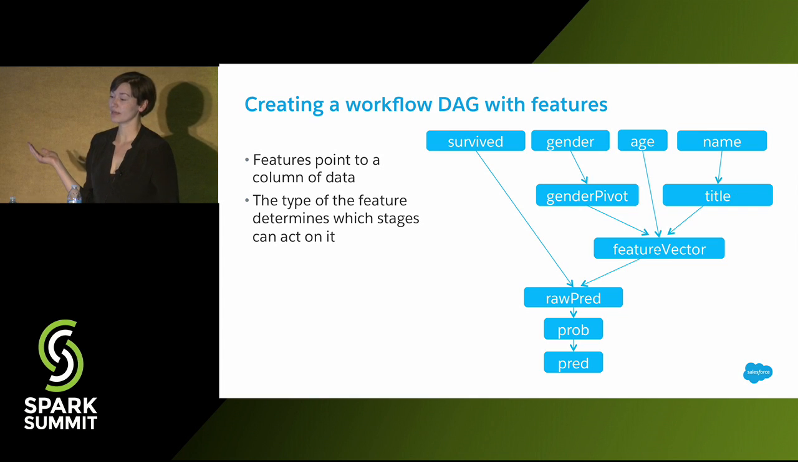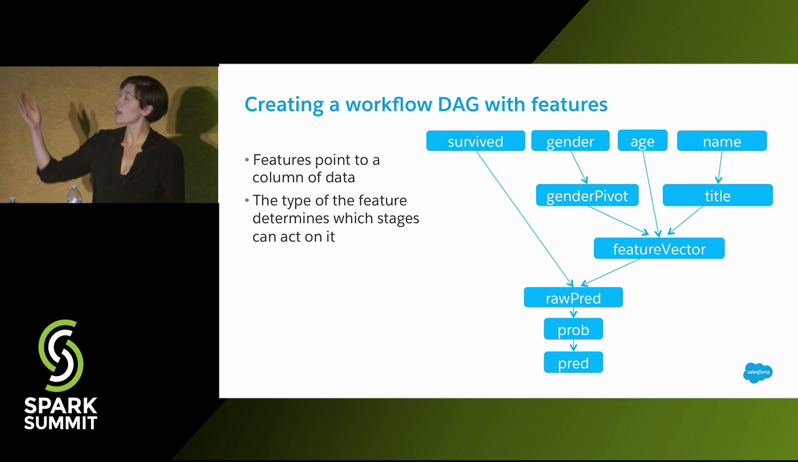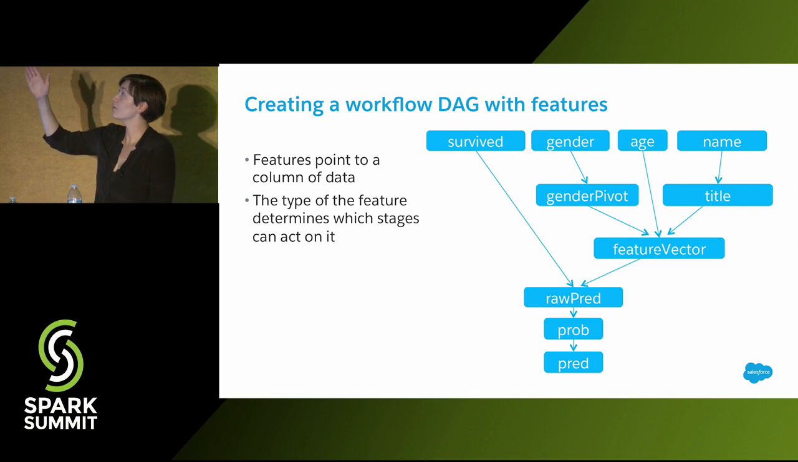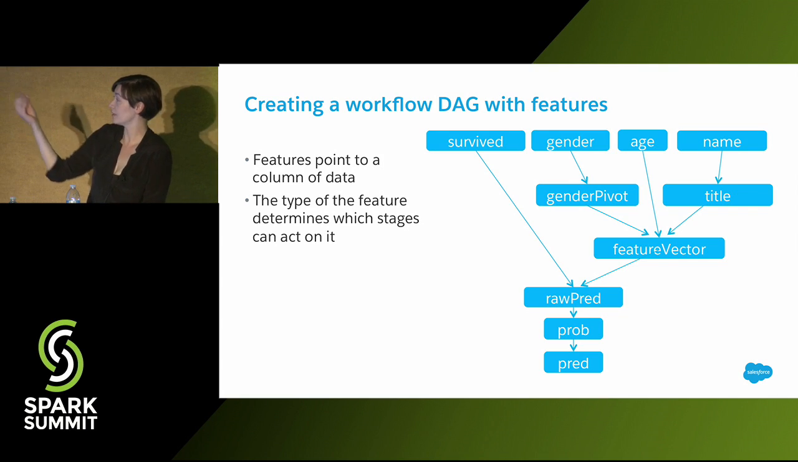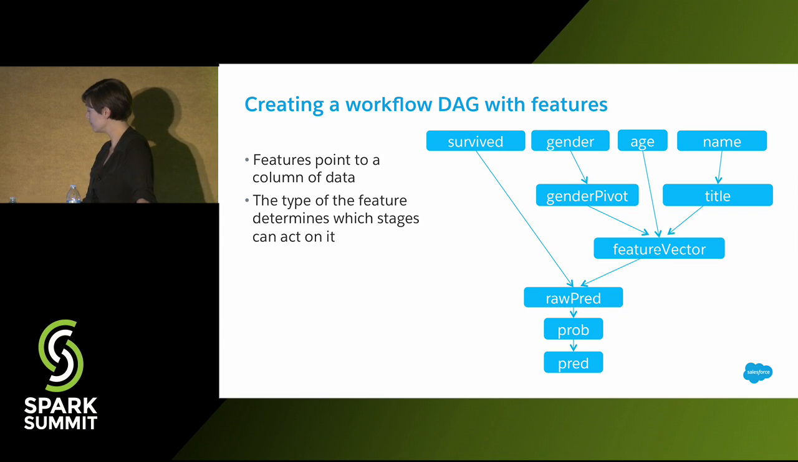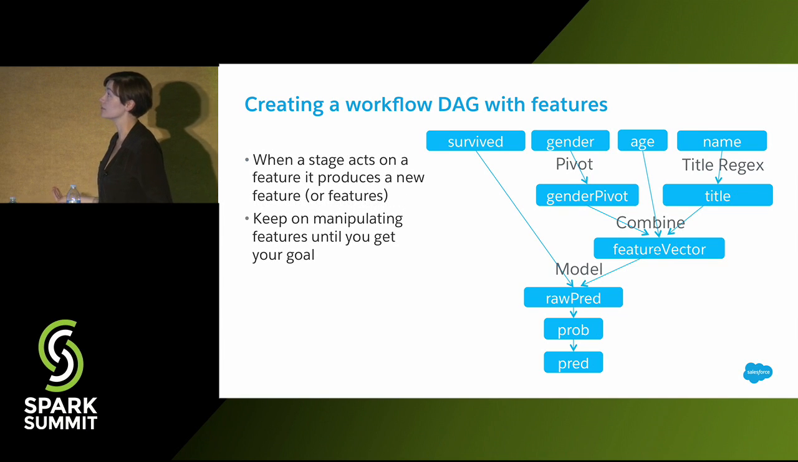And so what this looks like is something like this. Basically, the top row here is the raw features that you get from Titanic. And for each of these features, you may want to transform it into a new feature. You may want to basically pivot gender, extract the title from name, combine things into a feature vector, and then model it. And the type of those features determines which stages can actually run on them.